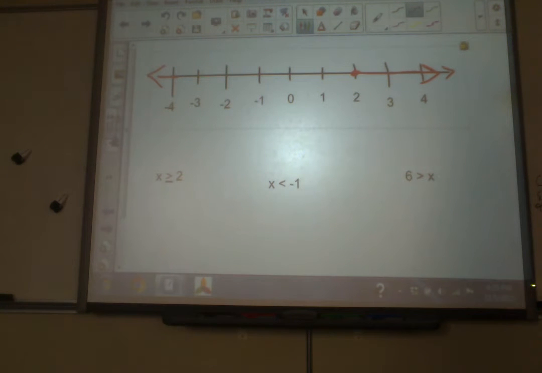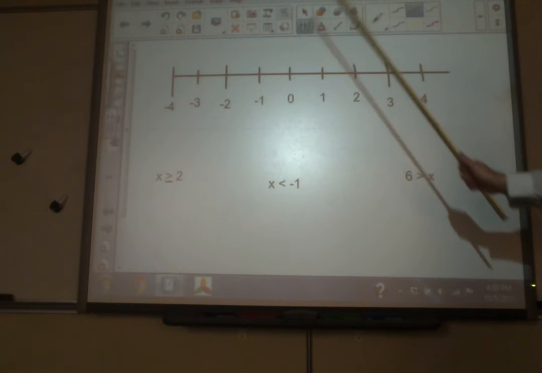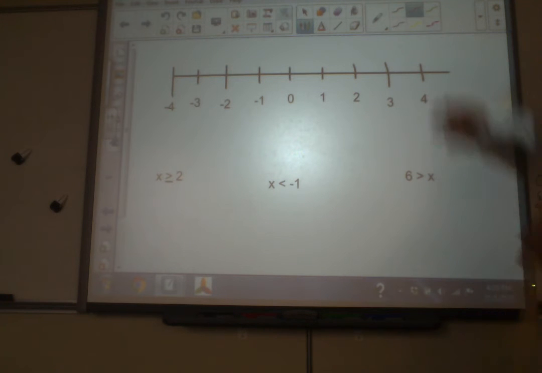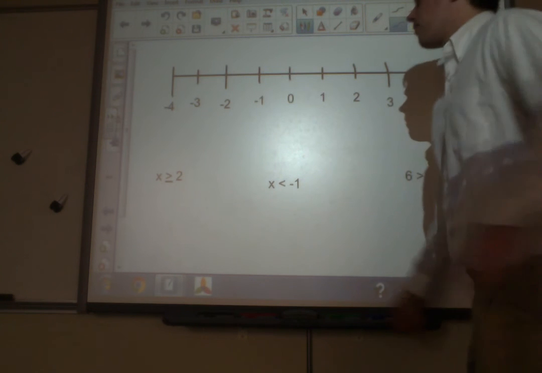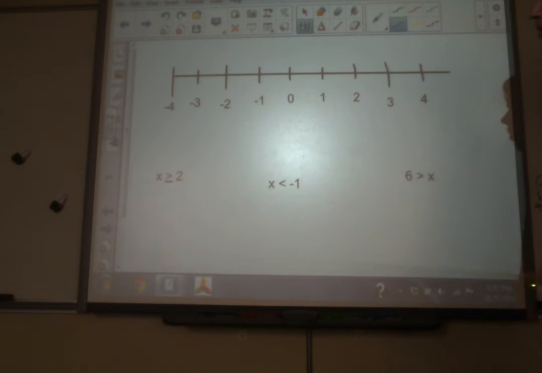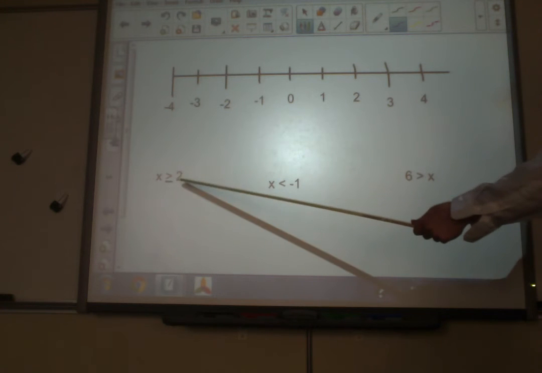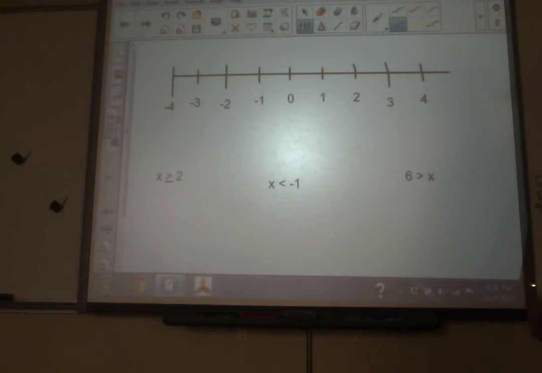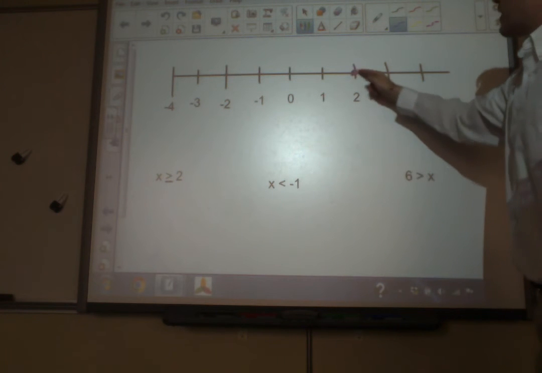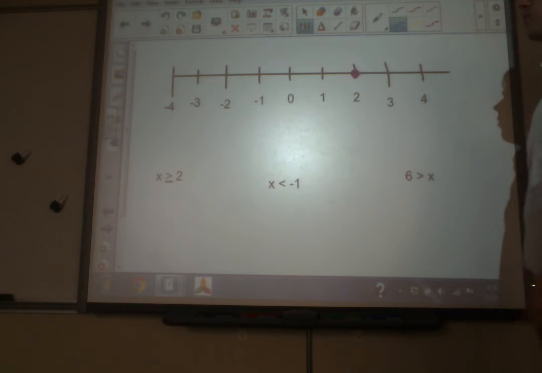All right? Let's look at the next one. X is less than -1. Well, again, first we're going to find -1. -1's right here. Now there's one small difference on this one. Notice that it could have been equal to. X was equal to 2 or greater. And notice that when we did that, we filled in a regular dot on 2, just like normal.